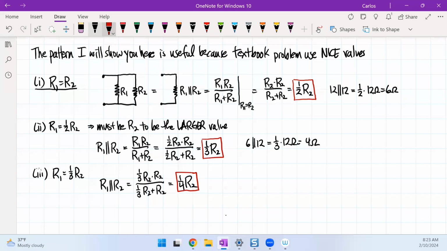Here's another example that we can do. What if I have a 3 ohm in parallel with a 12? You could see that the 3 ohm is actually a third of the resistor value. So what do I do? Wait, not 3, it's 4. 4 is a third of the resistor value. So then what am I going to do? I'm going to take my 12 ohm resistor and multiply that by 1/4, and that's going to be 3 ohms.